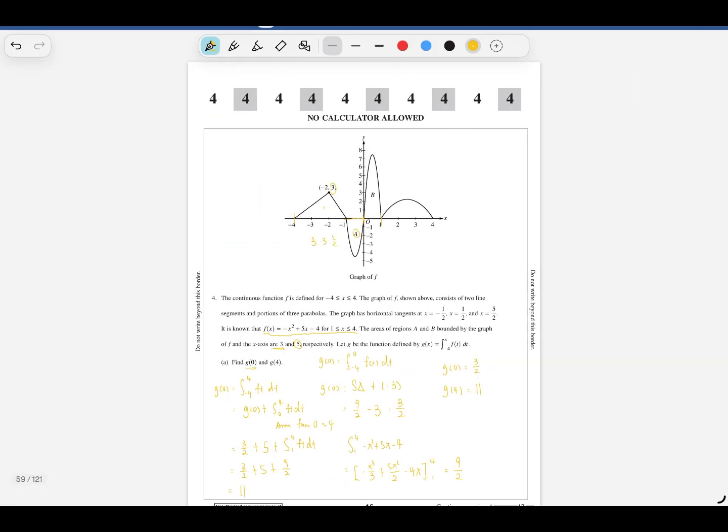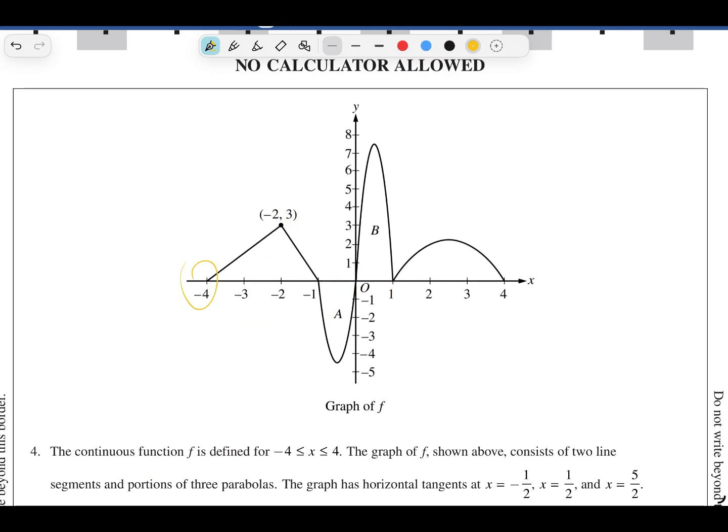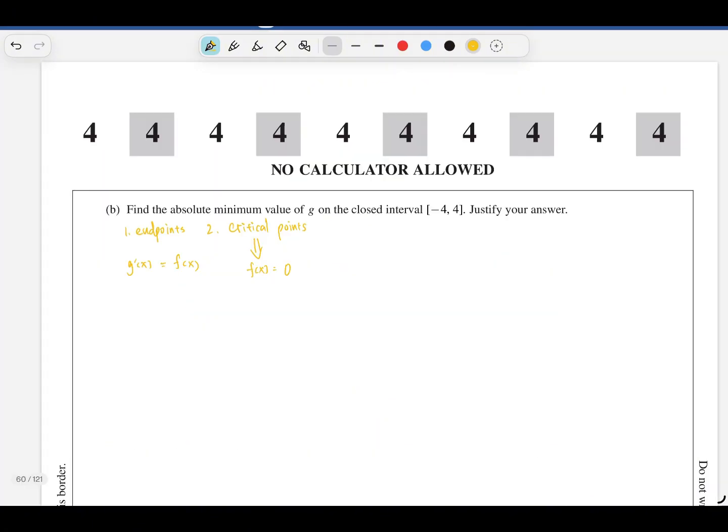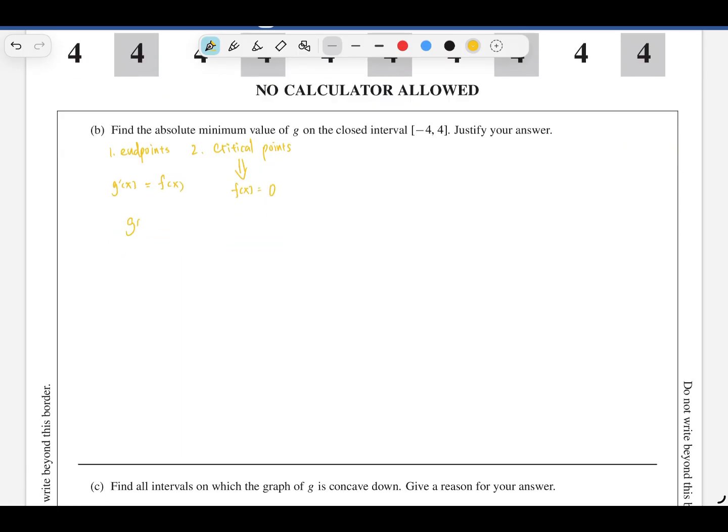Now let's take a look at the graph. Two endpoints, -4 and 4. And the critical points are when f is equal to 0. That's -1, 0, and 1. So we want to find g(-4), g(-1), g(0), g(1), and g(4). To see which one is the minimum, we have already found that g(0) is equal to 3/2 and g(4) is equal to 11.